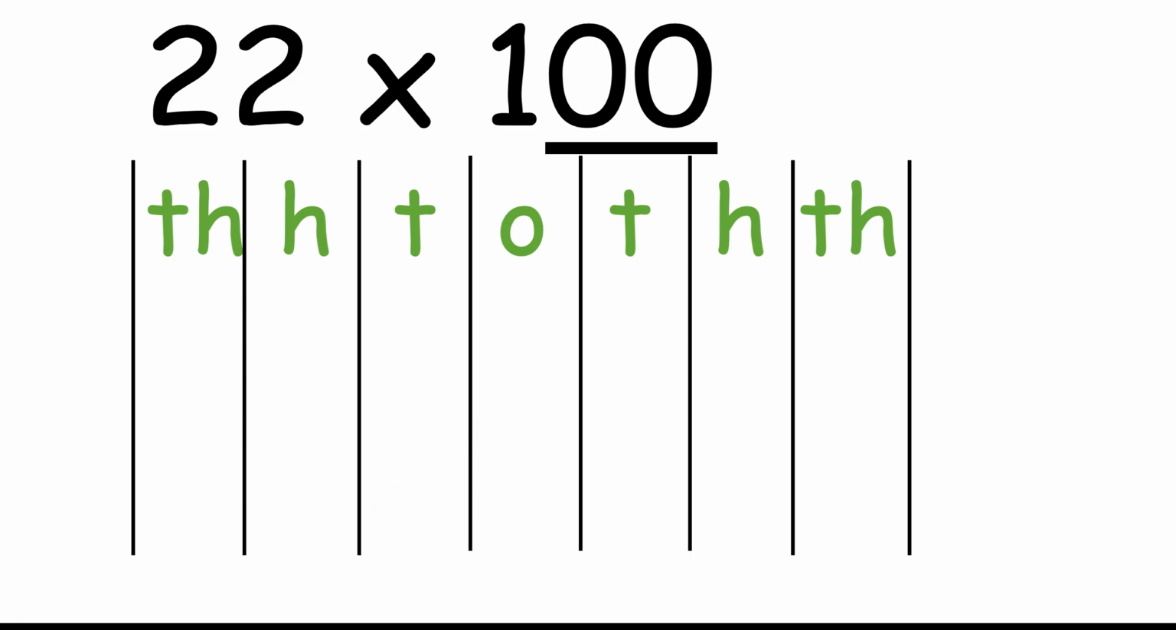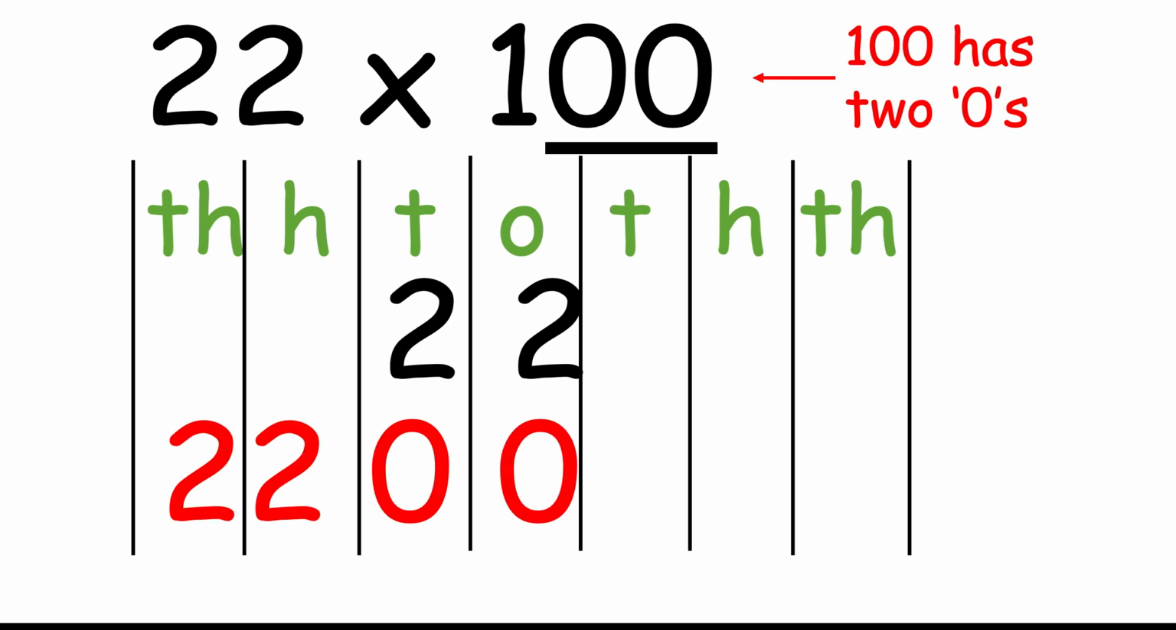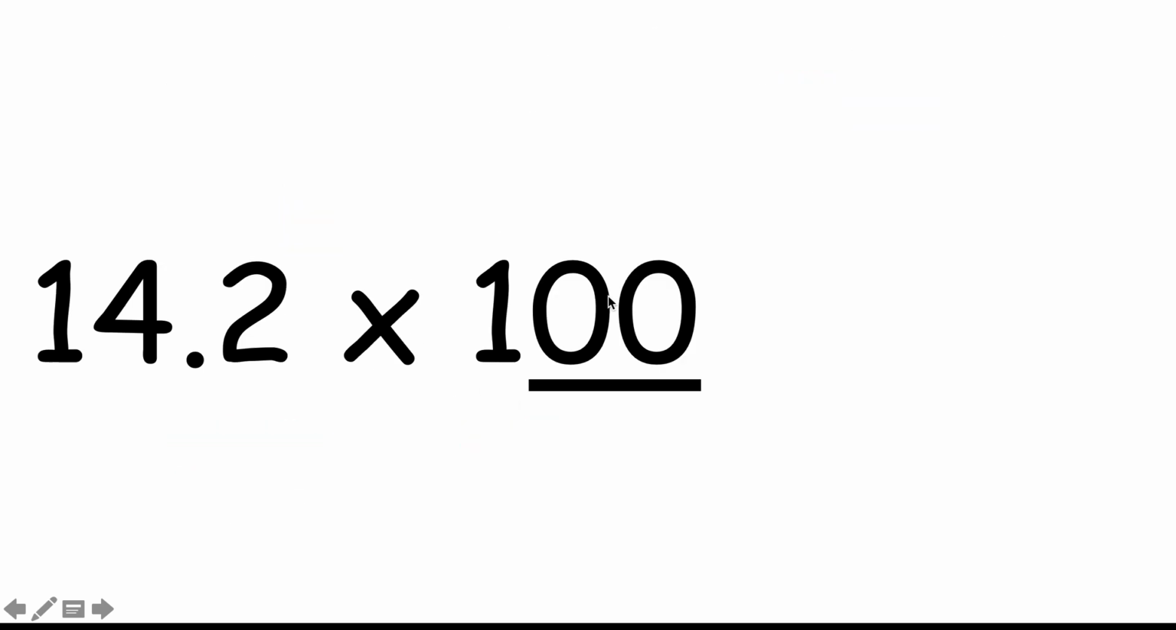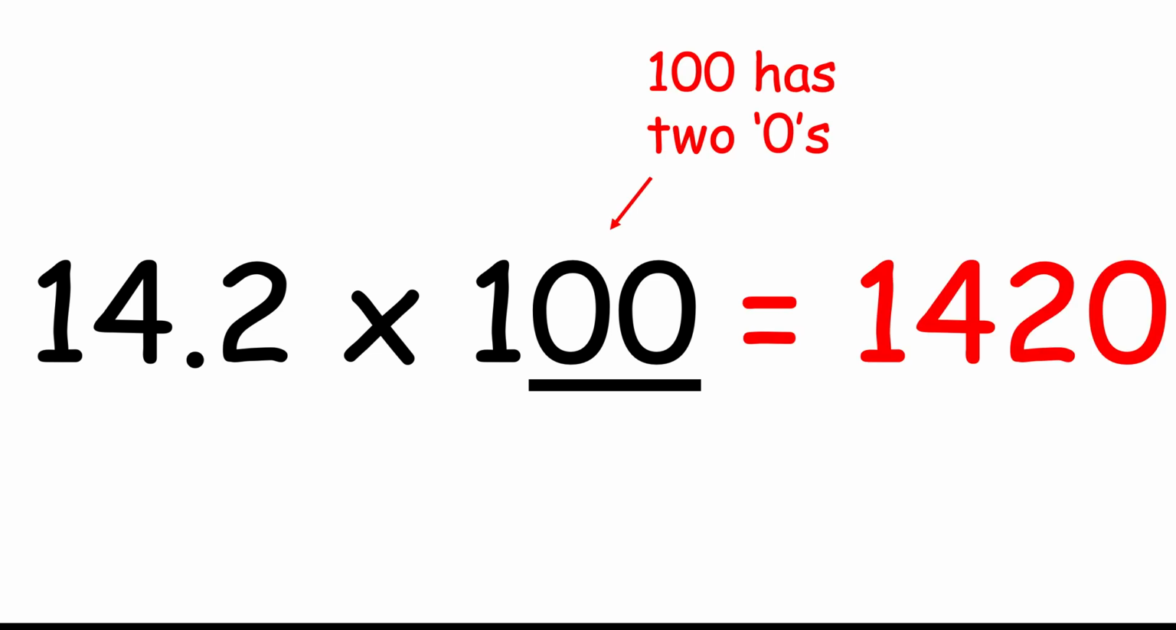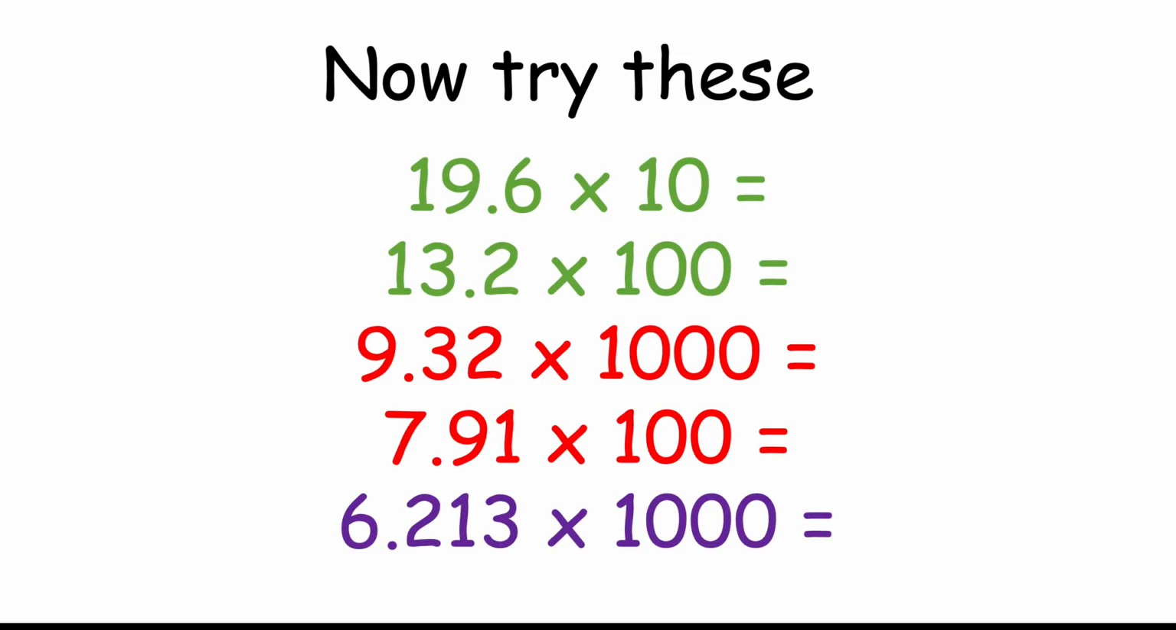Okay, have a go at this one. Yeah, so 22 times 100, it moves 2 places because of 2 zeros. 1, 2, 22. And remember our placeholder zeros again, because otherwise this is just 22 still, isn't it? Alright, why don't you have a go at this one? Alright, and the answer is 1,420.